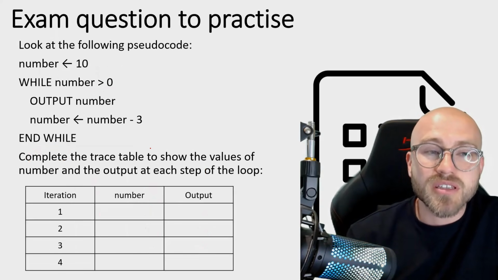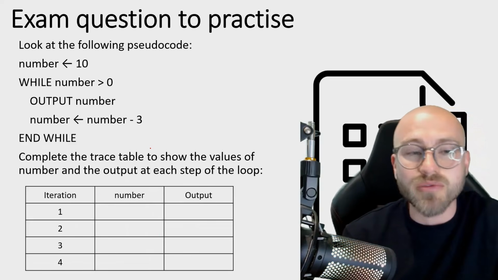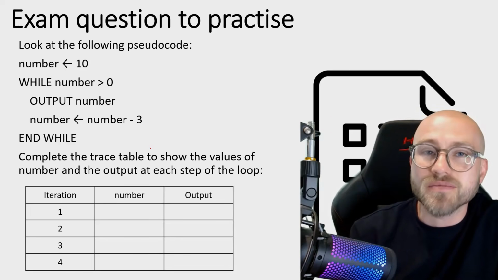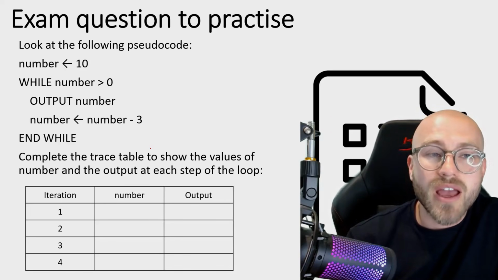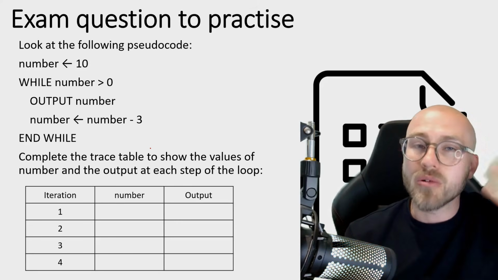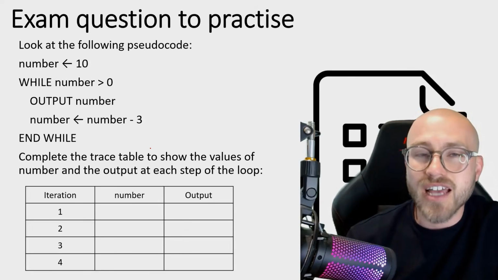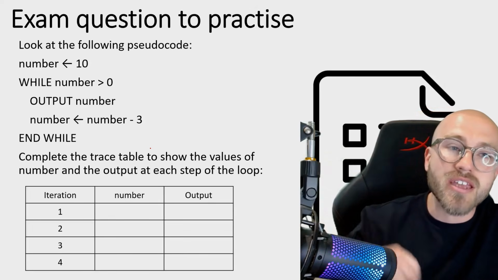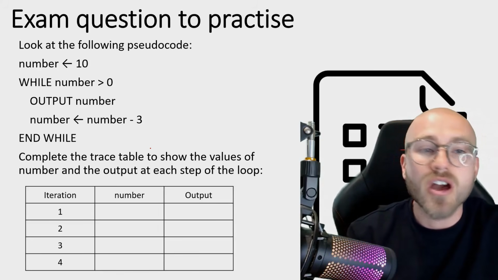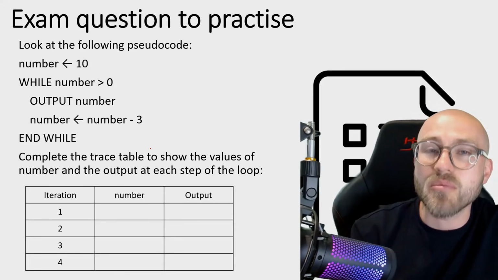It's going to be quite similar to the previous one, but maybe slightly easier because we've only got one variable and one output that we are recording in the trace table. To begin with, we've got a variable called number and it is storing the integer 10. While the number is greater than 0, we're going to output whatever the number currently is, and each time it iterates, we're going to take 3 off our number. So complete the trace table to show the values of the number and output at each step of the loop.